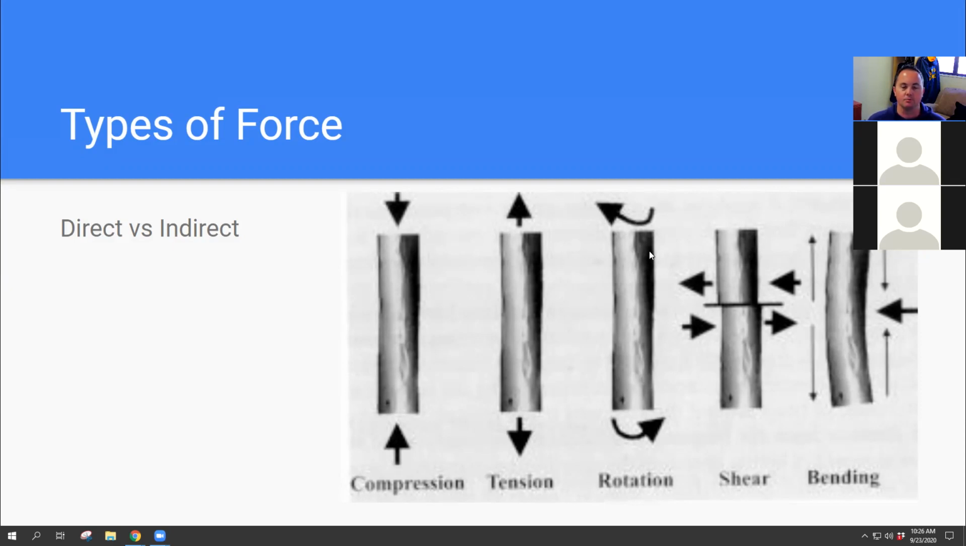The next type is rotation. So if I planted and twisted when making a cut for soccer, or if I stepped on a crack when I was walking down the side of the road and I rolled my ankle or sprained my ankle, that'd be a rotational force, okay? A shearing force is a little bit different, okay?